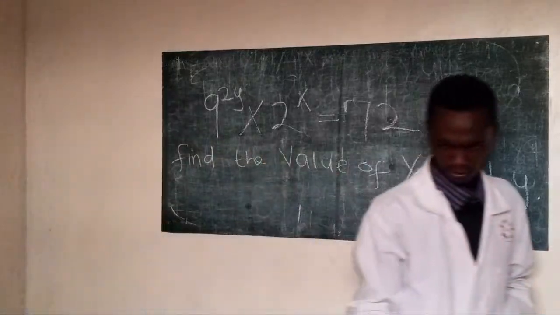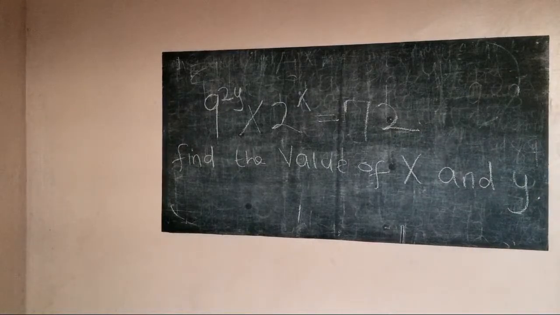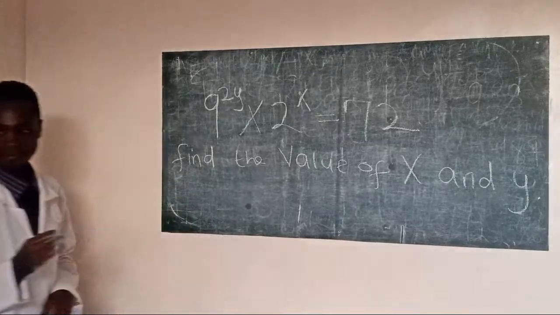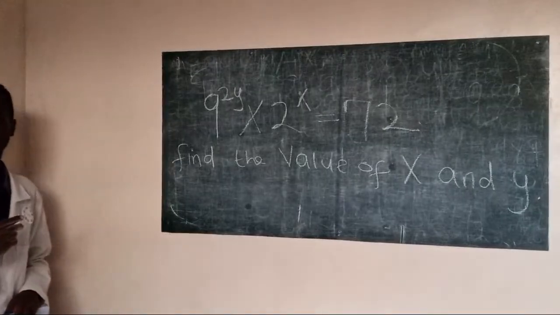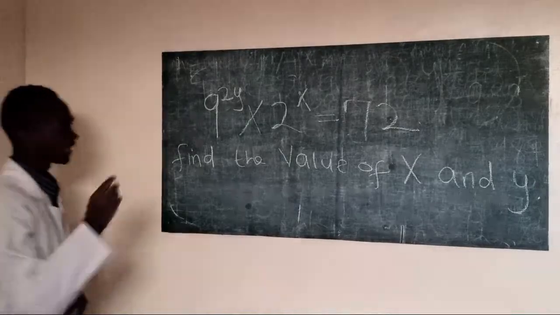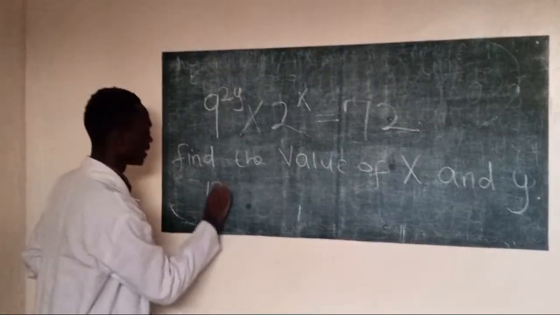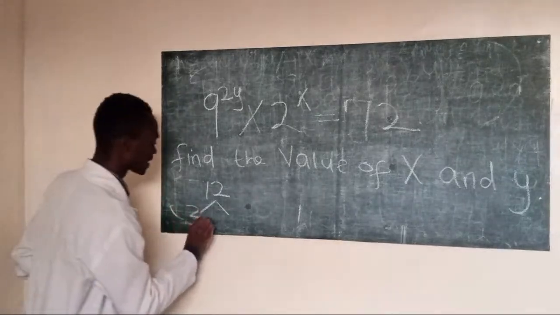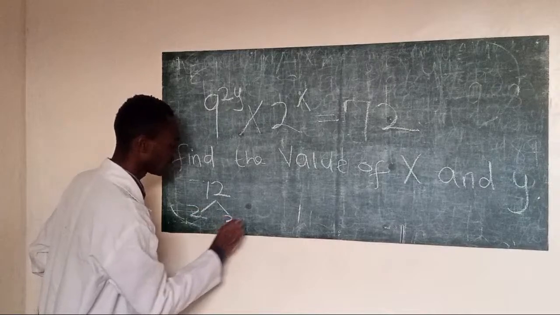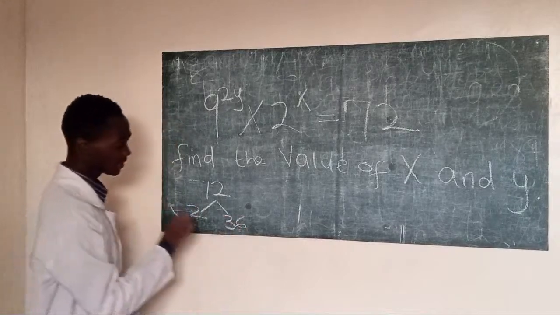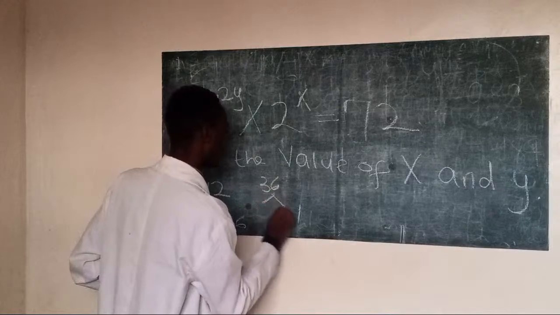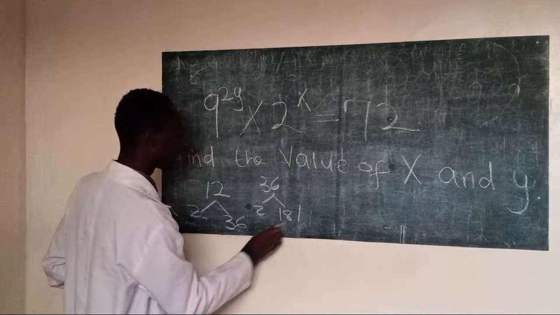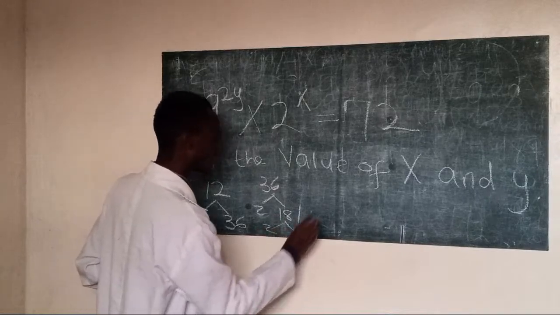Can you be able to solve that one? Yes or no? Yes. The first step, everybody look at, is expressing 72 in terms of prime factors. Can I divide 72 by 2? Yes. 72 divided by 2 is 36. When I divide by 2, I get 18. 18 when I divide by 2, I get 9.